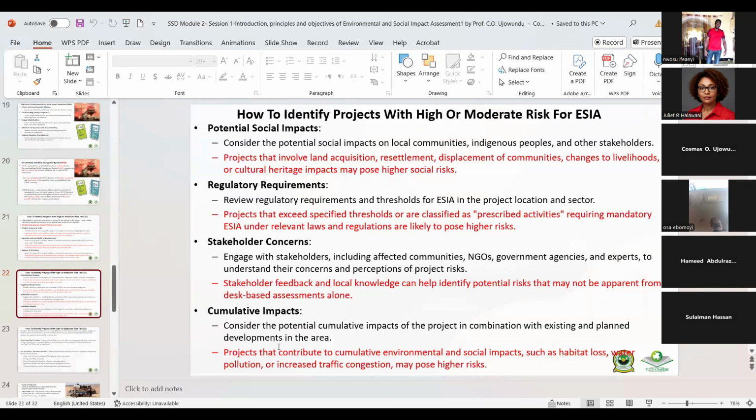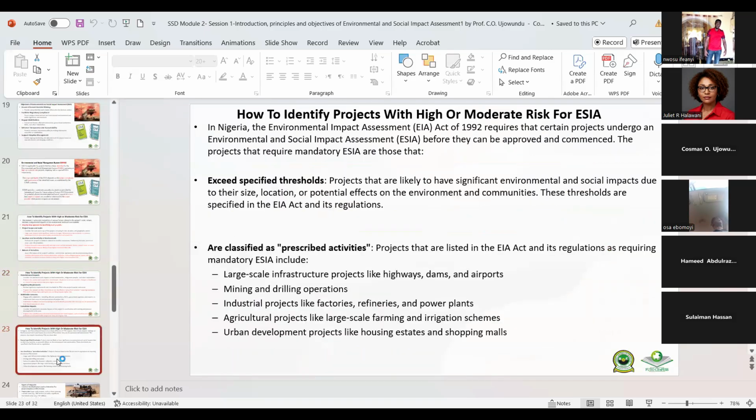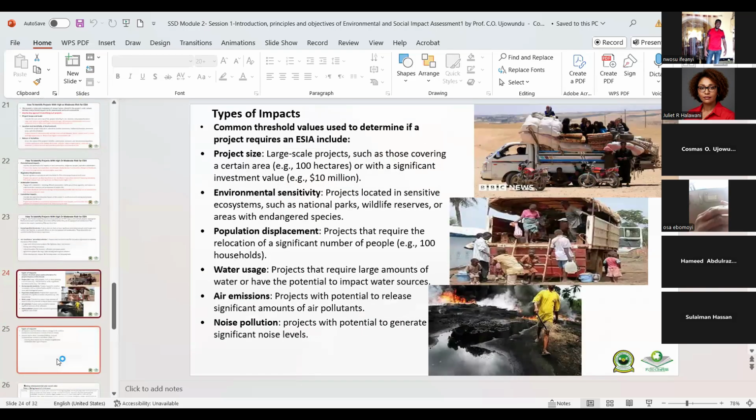Then we talk about cumulative impact. A single project might not have a negative social or environmental impact, but taking it in cognizance with respect to other projects within that environment might lead to that project being classified as a project of high risk. So in the Nigerian environment, these things are also put into place. You can look that up when you read these materials.